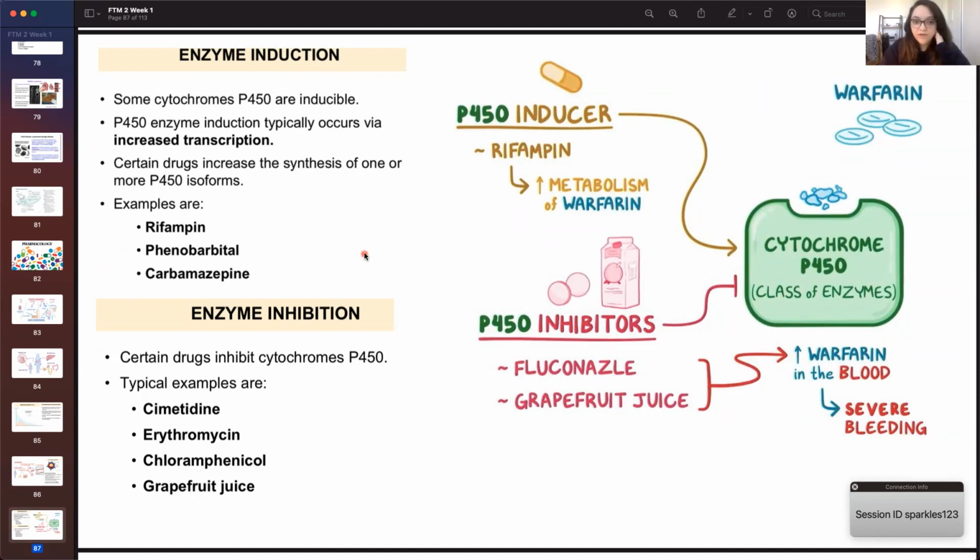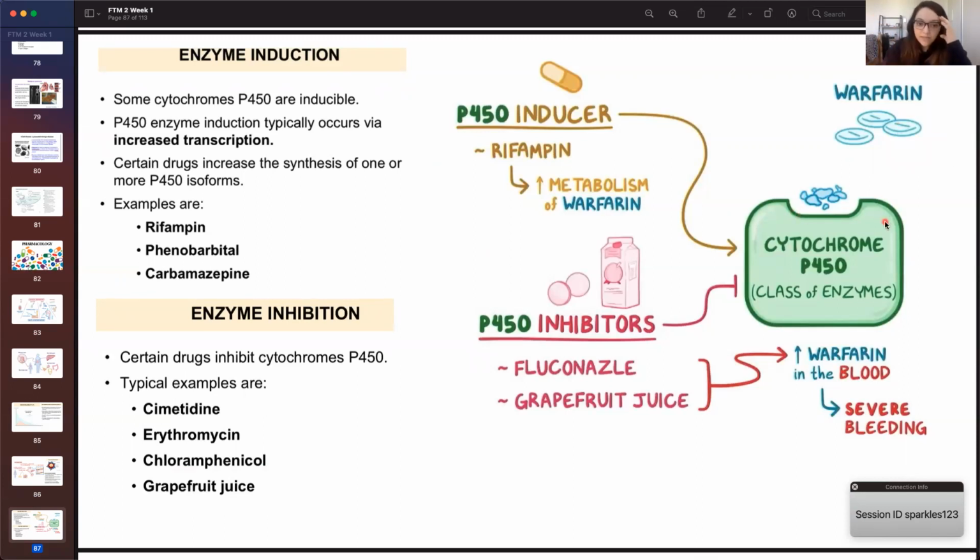With your P450 inducers, the example that we have here is rifampin and warfarin. Let's say you take rifampin, and that is going to increase the metabolism of warfarin. So when you increase the metabolism of warfarin, it's going to get into the body, get metabolized super quick, and then get excreted.